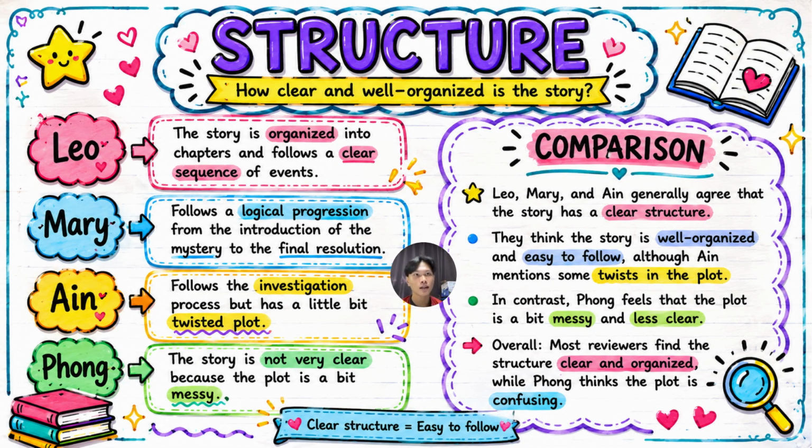Okay, next is the structure of the story. Most of us agree that the story has a clear and organized structure. I think the story follows a clear sequence of events from beginning to end. And Mary believes the story developed logically from the introduction to the final resolution. And I agree, mentioning that the story includes interesting plot twists. However, Alistair feels that the plot is a little messy and less clear.